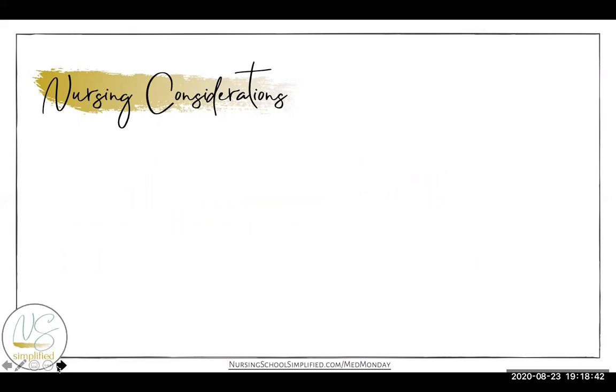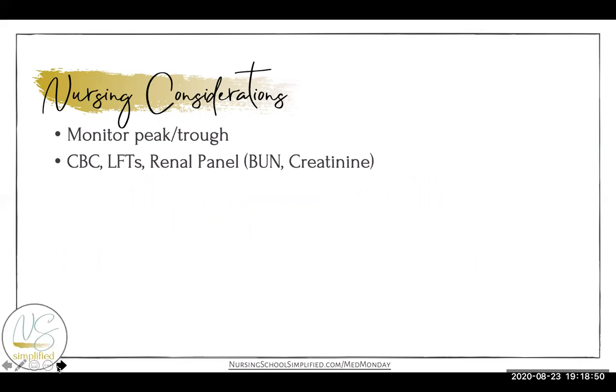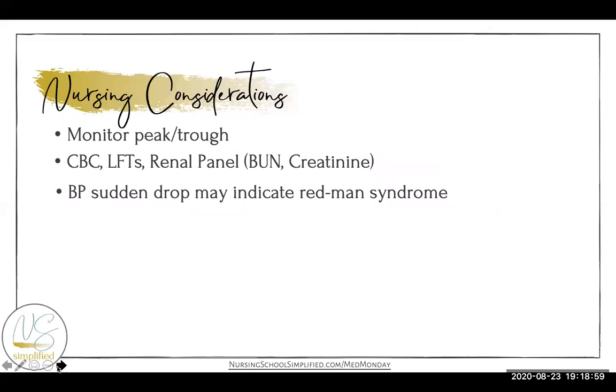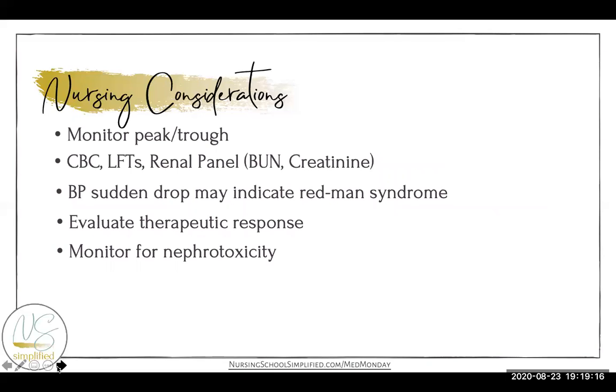So nursing considerations include monitoring peak and trough, and these are labs that need to be drawn. We're going to look at our CBC, our liver function test, renal panel, specifically looking at the BUN and creatinine. We want to watch for our blood pressure to drop suddenly because it may indicate the onset of red man syndrome. We want to evaluate the therapeutic response, so we want to make sure that it's working, that our patients' infections are getting better. We want to monitor for nephrotoxicity.